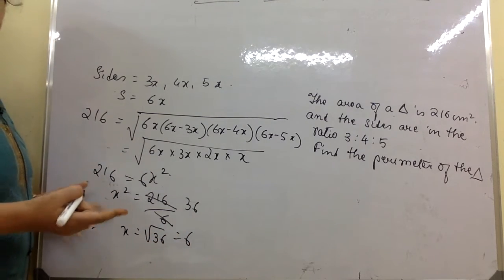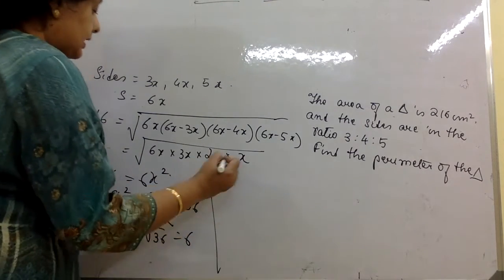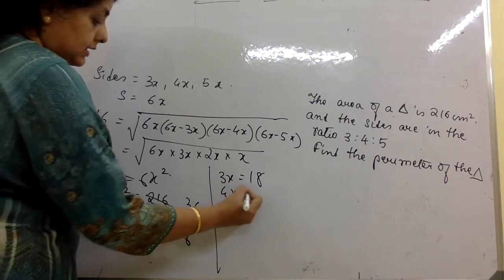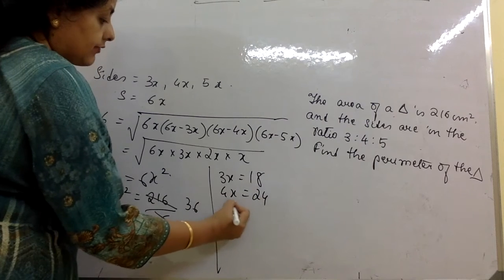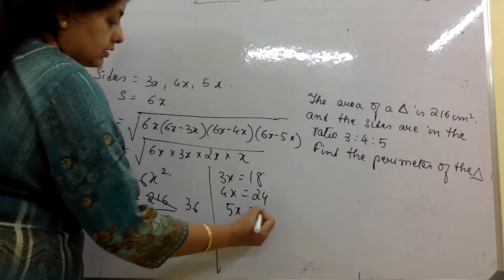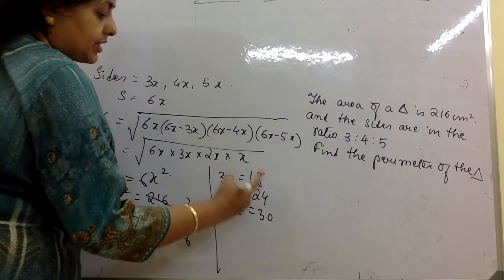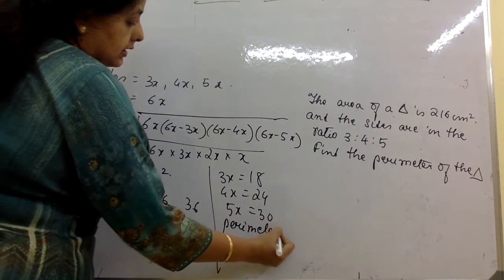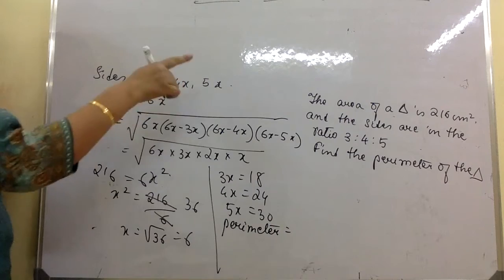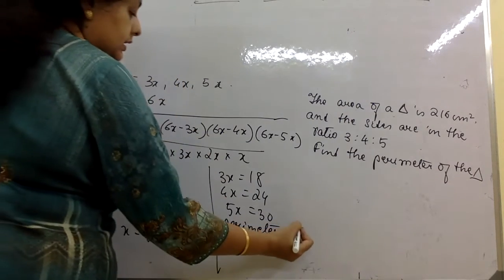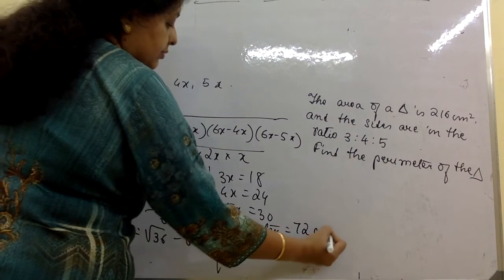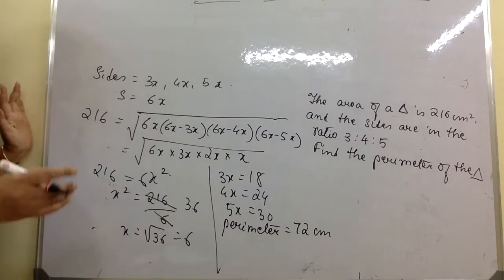Now they want the perimeter. First thing, let us find the sides. So sides, 3x becomes 18, 4x becomes 24, and 5x becomes 30. So now perimeter is how much? Perimeter is equal to 72. Yes, perimeter is 72 centimeters. Please don't write centimeter square.